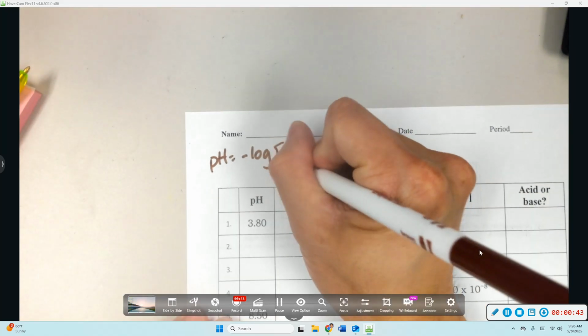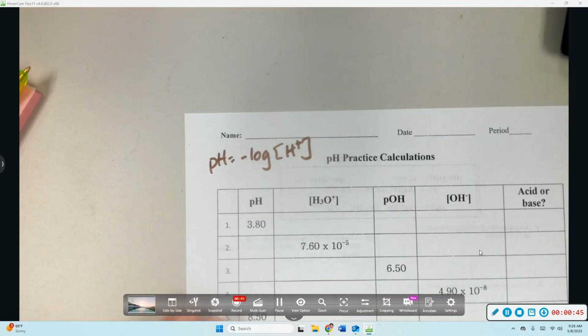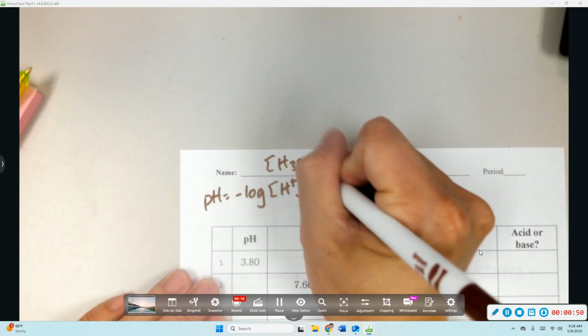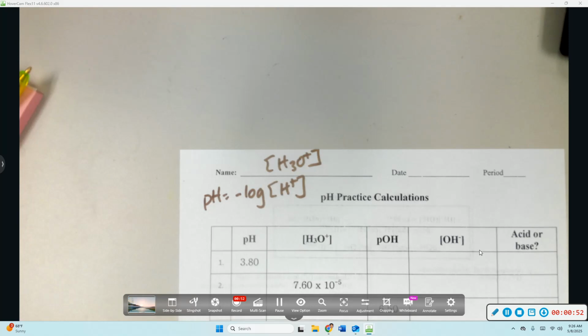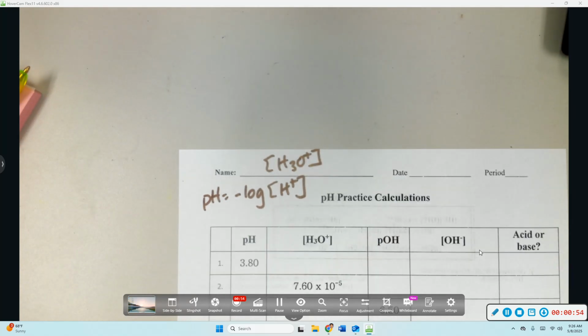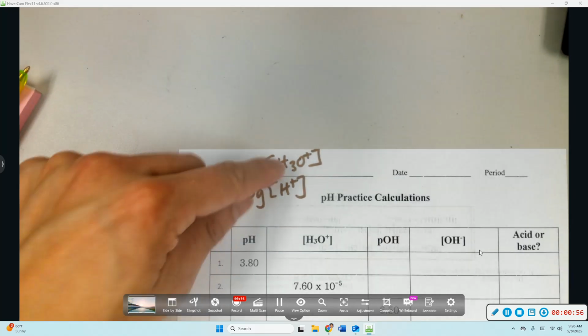Negative log of the hydrogen ion concentration. Remember, hydrogen ion concentration in water exists as hydronium, because it's going to attach to a water molecule, H2O, and form H3O, which is hydronium. So these are the same thing.